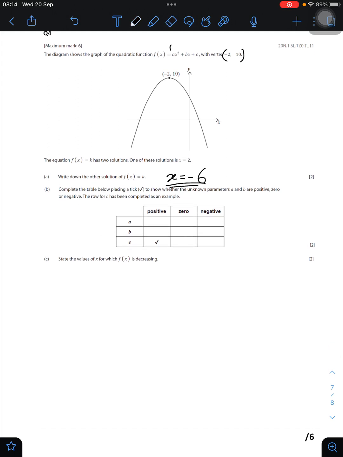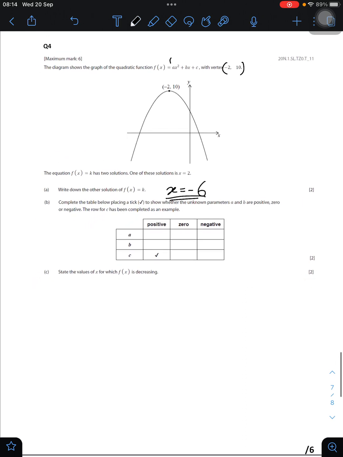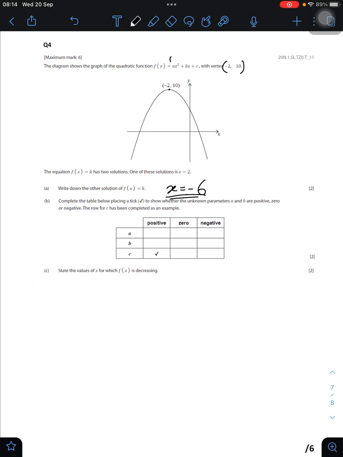So complete the table showing a tick. For A, well, we know it's an unhappy face. Therefore, because it's an unhappy face, we know that A has to be negative for 1.